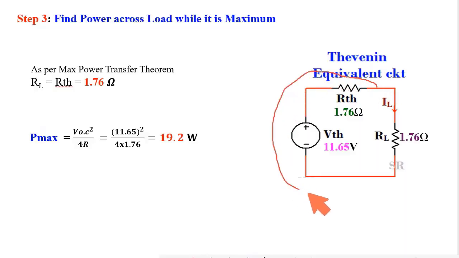So this is the equivalent Thevenin circuit. RTH is 1.76, VTH is 11.65. To get the maximum power at load, according to the maximum power transfer theorem, load resistance should be equal to Thevenin resistance, that is 1.76. And using the formula to get maximum power, I got maximum power at load is 19.2 watt. Now checking it in simulation, whether I am getting the same value, 19.2 watt, or not.